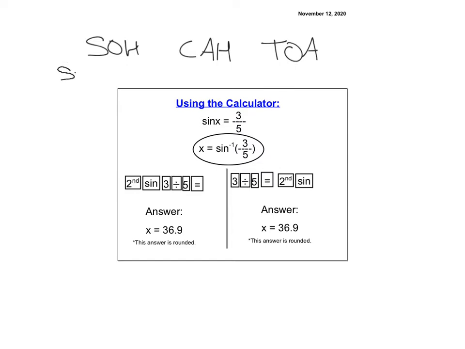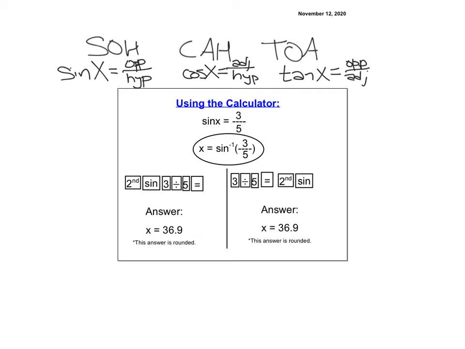So we have sine of x equals opposite over hypotenuse. Cosine of x equals adjacent over hypotenuse. And tangent of x equals opposite over adjacent. So remember, each of these letters stands for some part of our trig functions. For example, sine, opposite, hypotenuse, SOH. Cosine, adjacent, hypotenuse. Tangent, opposite, adjacent.